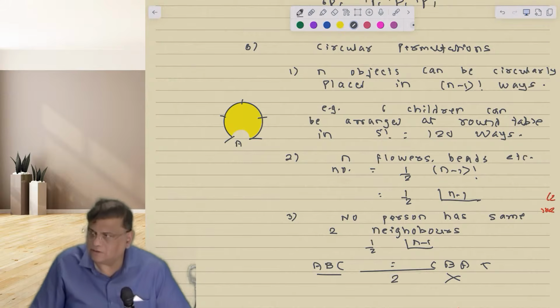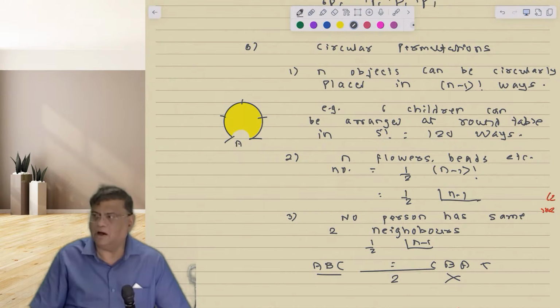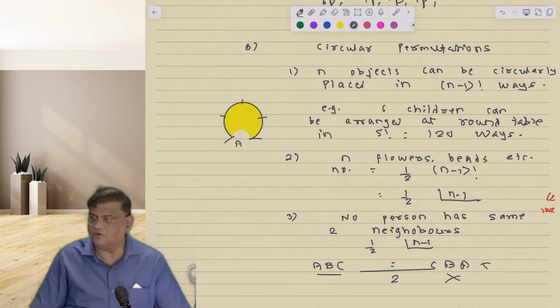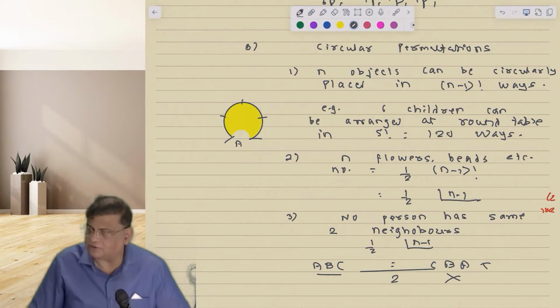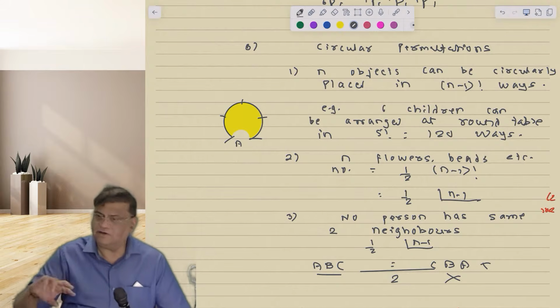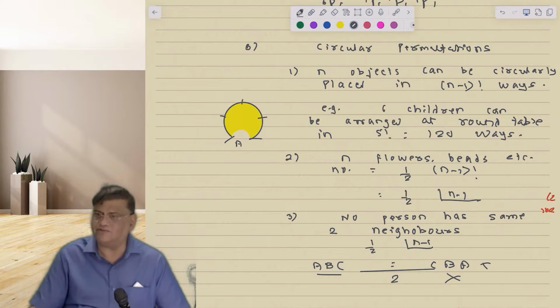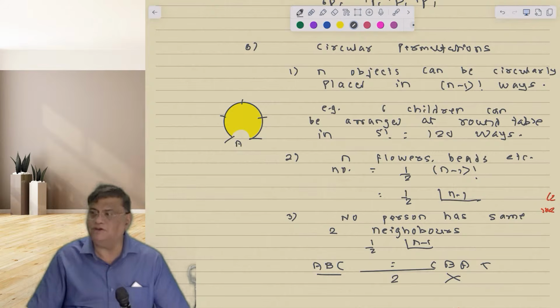Ketki in the middle, Arjun to the right and Pawar to the left. Her neighbors are what? Arjun and Pawar. But now if they interchange, then Pawar comes to the right and Arjun goes to the left. Neighbors are same. So those 2 mean 1. And when 2 mean 1, you have to divide by 2 factorial.